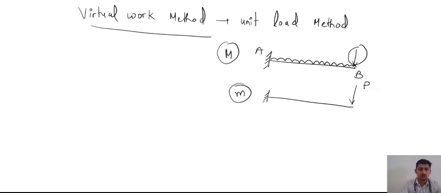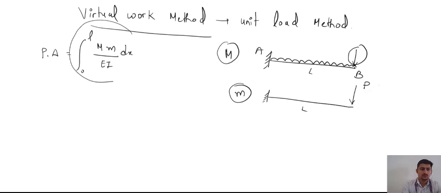Okay, so the formula for calculating the deflection will be unit load into the deflection equal to the integration from 0 to the length of this beam, or the span that you are taking. Suppose if it is having A, B, C, D and so on like this, so you can integrate span wise also. So 0 to L, capital M into small m into dx upon EI.